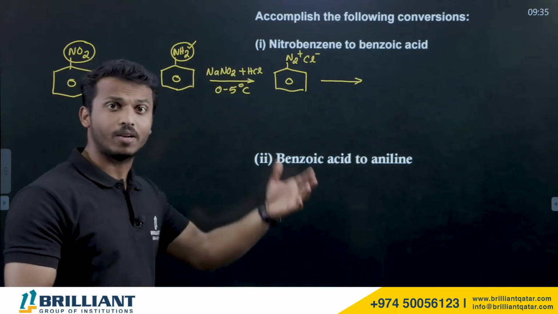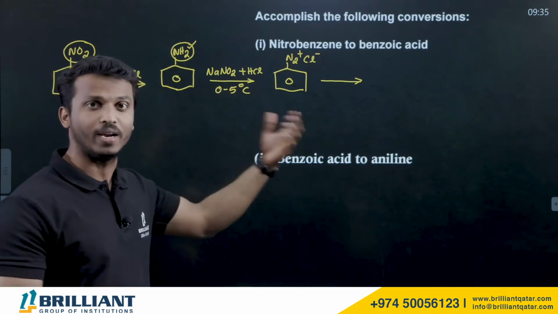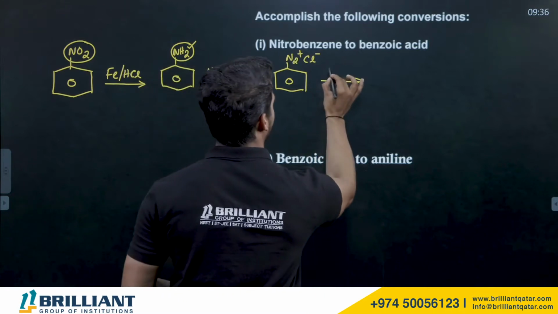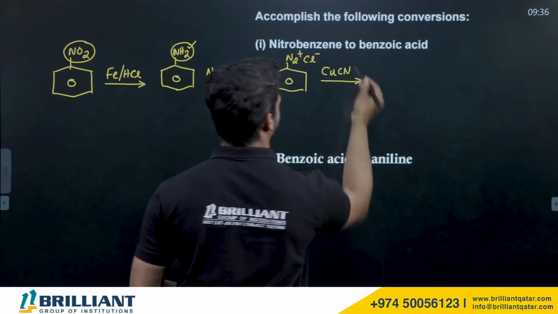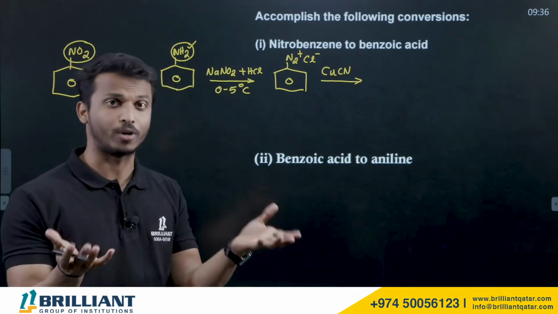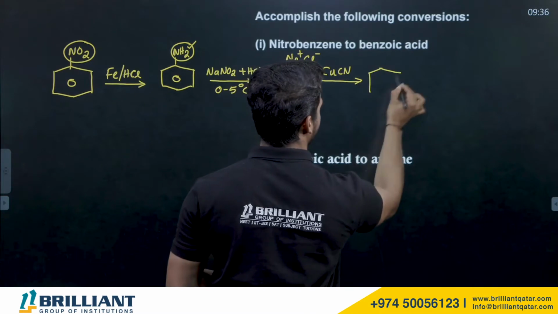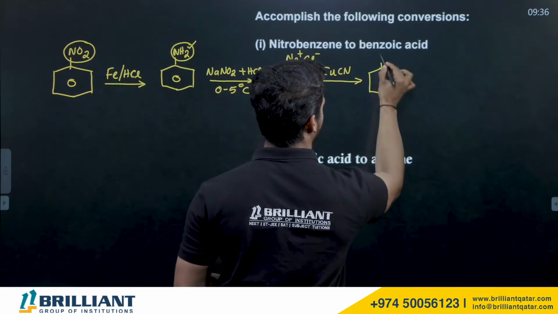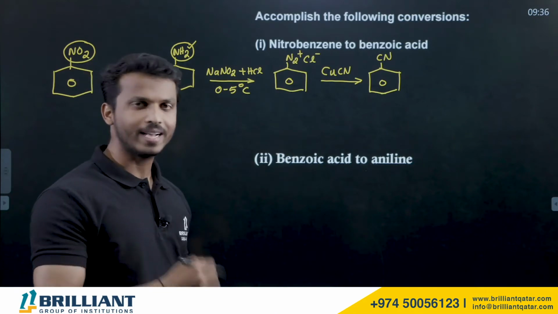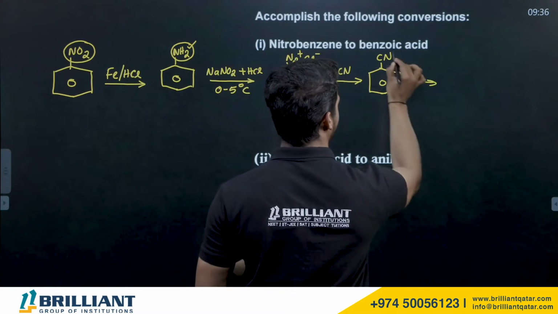After that, you have to get benzoic acid. There is no direct method to convert benzene diazonium chloride into benzoic acid. So what do we have to do? First of all, we treat it with CuCN, or we can treat it with KCN, potassium cyanide. So we will get cyanide on the benzene ring. Benzene diazonium chloride, when you treat it with CuCN or KCN, will give cyanobenzene. Next, how can we convert cyanobenzene into benzoic acid?